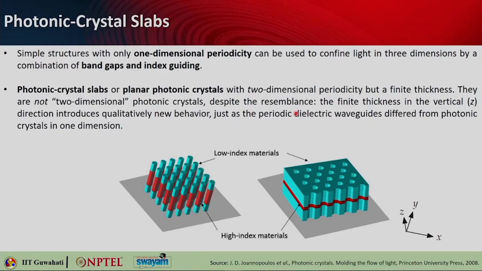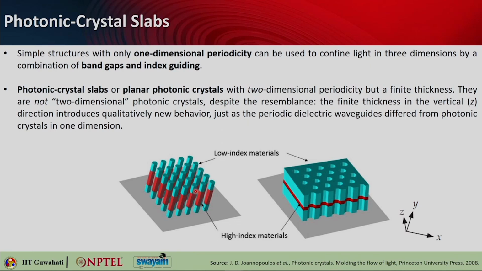But here, despite the resemblance with the 2D photonic crystal, the finite thickness in the vertical direction introduces some qualitatively new behavior, because of which they are slightly different from the 2 dimensional photonic crystals. Just as the periodic dielectric waveguide differed from photonic crystals in 1 dimension. So, if you look into the band structure or band diagram of a 1D photonic crystal and a periodic dielectric waveguide, though they are more or less similar in nature, there is a certain difference.